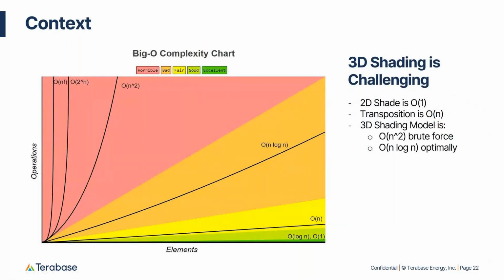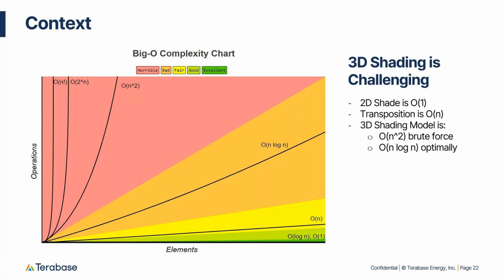Talking about polygon clipping, which is the computationally simplest approach, it's already quite hard. 2D shade is O of 1. This is a time complexity chart, like computer science 101, where you want to know how your algorithm scales with the number of inputs. As the number of inputs increases on the x-axis, the number of calculations that you have to do goes up by a certain amount.